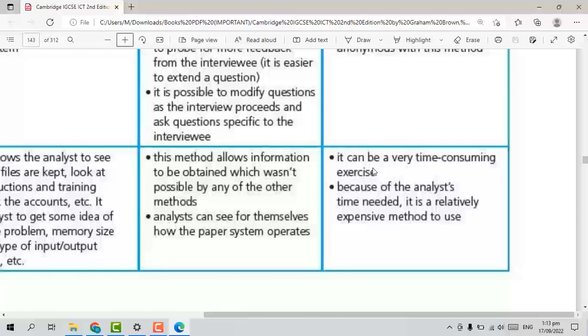You have to go through all the papers for all the students, or all the patients if you're working with a hospital, or all the clients if you're working at a company that sells goods, and so on. Now, the next disadvantage is because of the analyst's time needed, it is a relatively expensive method to use.